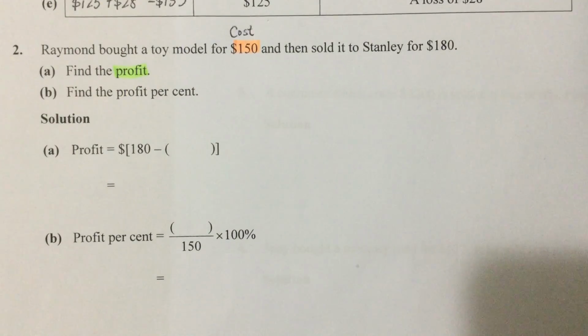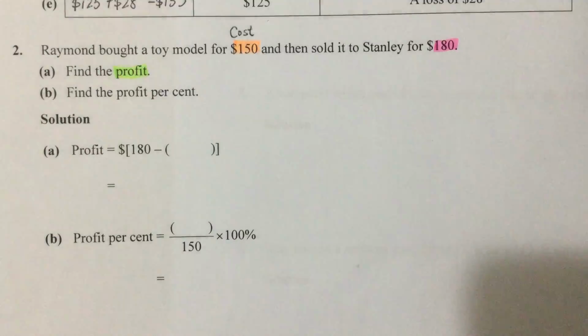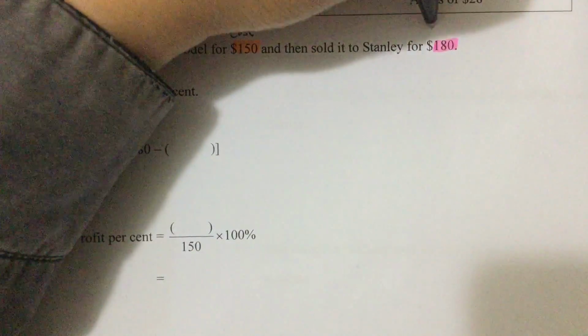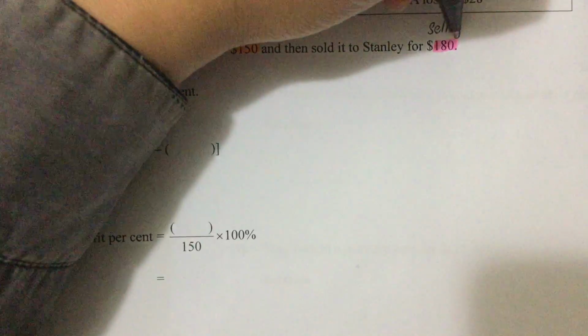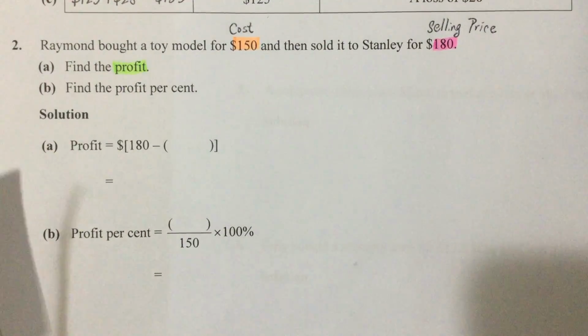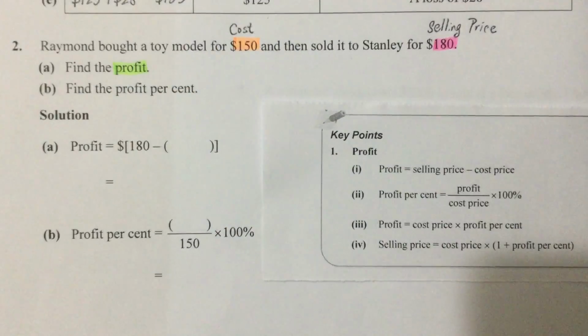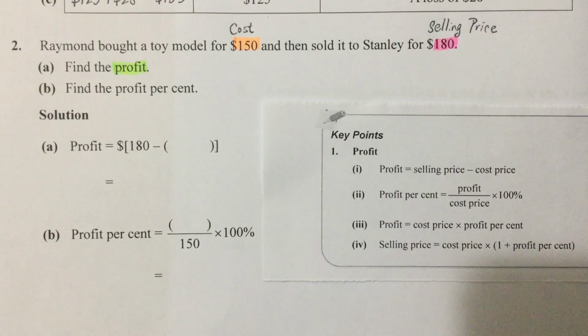And then finally, the 180 this time is the selling price. So this time you will get a profit. This is the selling price. So now I will give you the formula here. Please do question 2A and 2B, and I will give you about 15 seconds to finish it.